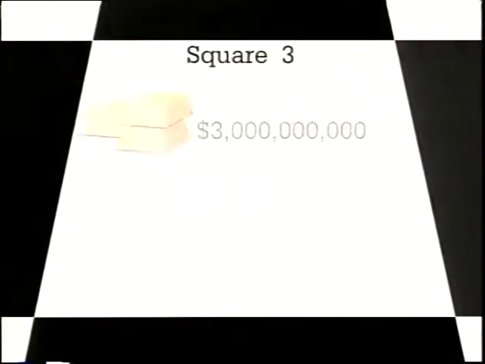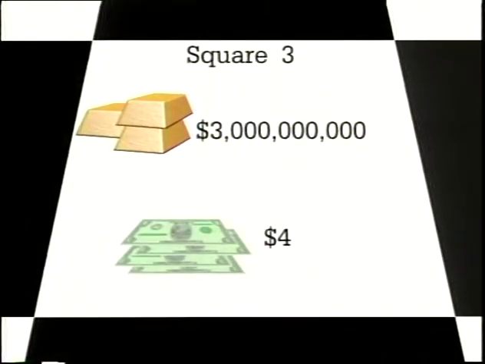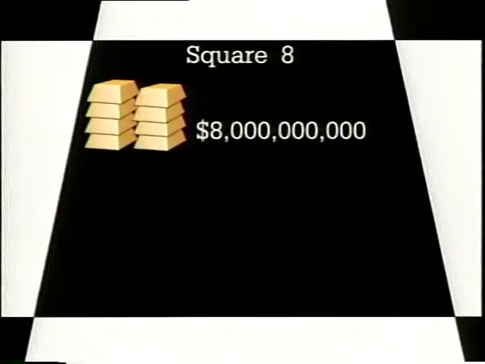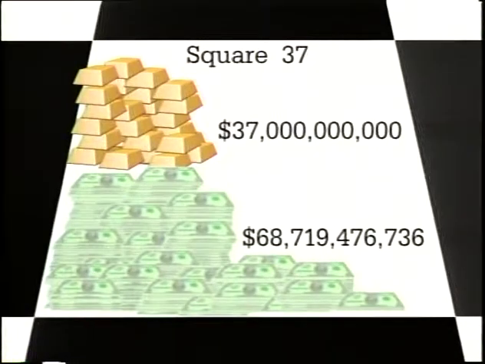On the third square, add another billion and multiply by 2 again for the exponential. On the 8th square, we've piled up a fortune for the linear model: $8 billion, compared to a measly $128 for the exponential. But the slow start is again deceptive. On the 37th square, the exponential pile, $68 billion, surpasses the amount on the linear pile, $37 billion.